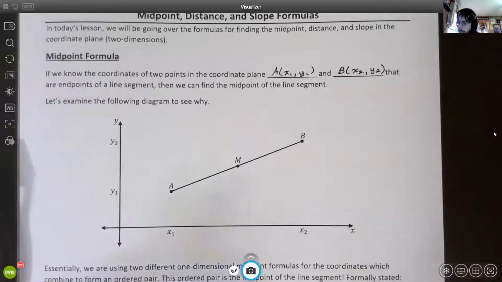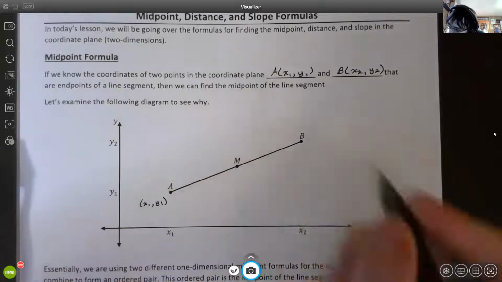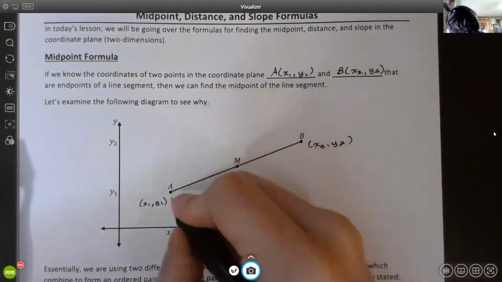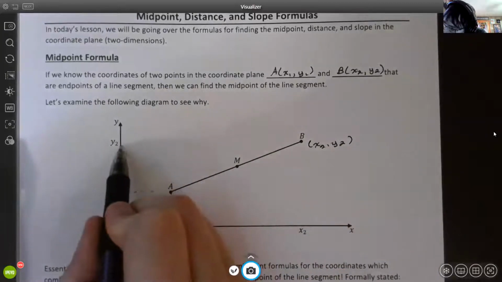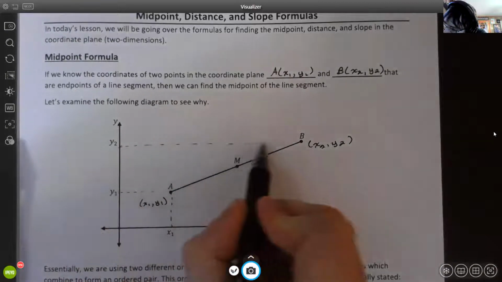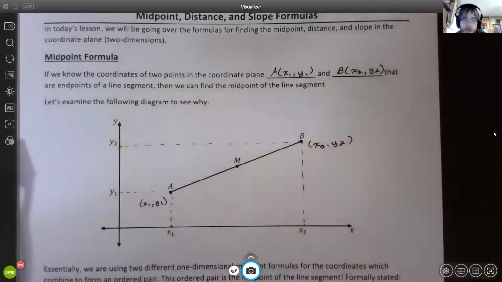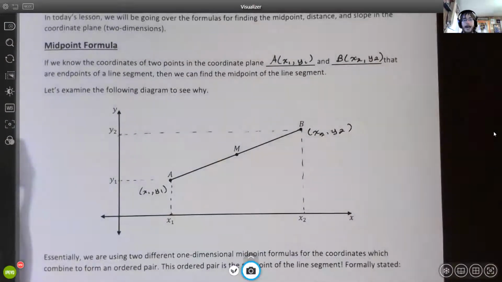So we have 2 points here, A, which is x1, y1, and B, which is x2, y2. And we can see that if we extend these and draw a straight line, these are where the points are located. Now, in order to find our midpoint, we're basically taking the average of the coordinates, but we do it piece by piece. So we do the x's separately, and we do the y's separately.